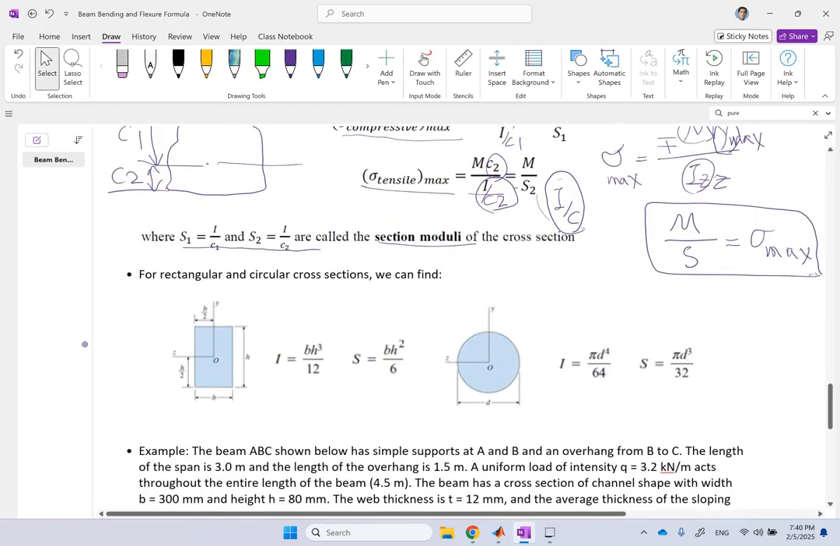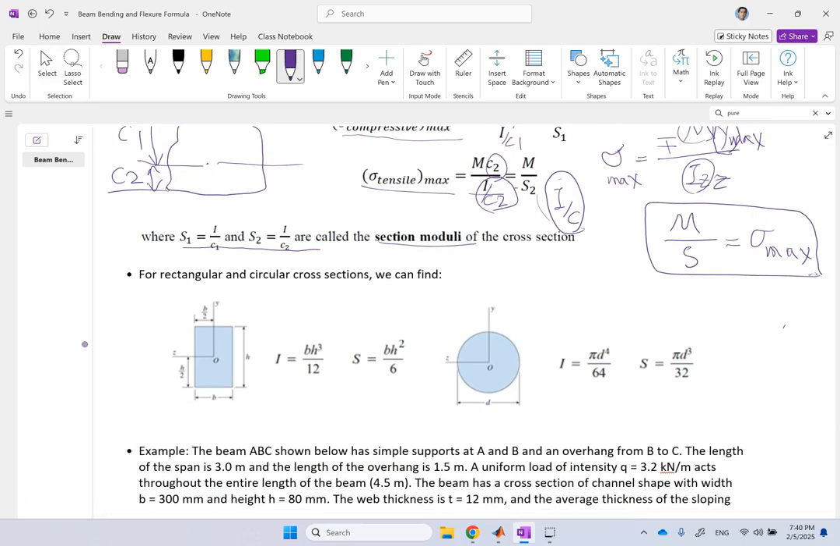Now, for well-known cross sections like rectangle and circle, we can easily find this section modulus. What is it? Well, if the cross section is a rectangle with width of b and height of h, clearly I about this z-axis is bh cubed over 12, and your maximum or minimum y is h over 2, plus or minus h over 2. Since they are the same thing, both c1 and c2, then I over c is going to be this one over h over 2. So you simplify, and you get bh squared over 6. So that is the section modulus for this.